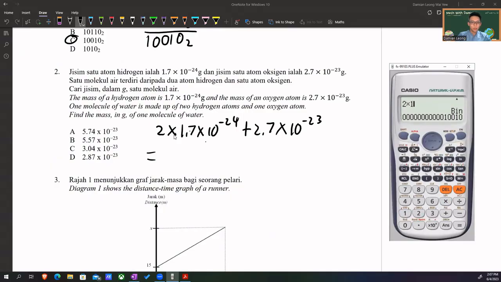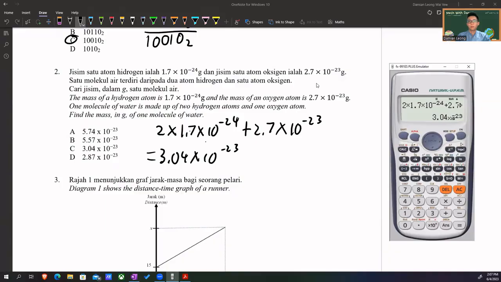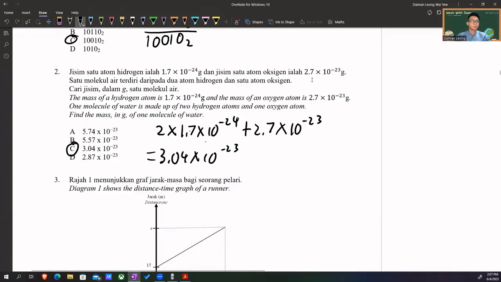Straight away, I can use calculator to calculate the whole thing. Sorry, change to normal mode first. 2 times 1.7 times 10 to the power of negative 24 plus 2.7 times 10 to the power of negative 23, which is 3.04 times 10 to the power negative 23. So answer would be C.